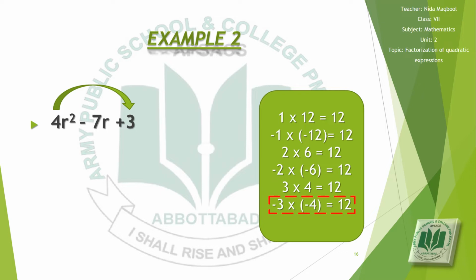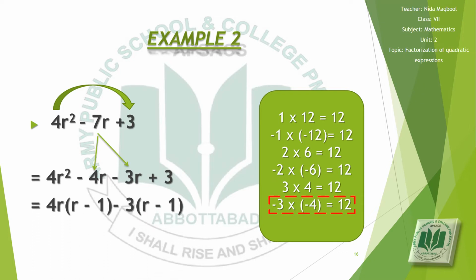After splitting, minus 7r can be written as minus 4r and minus 3r. Now in the next step, we will find the common factor, which for the first pair is 4r and for the second one is minus 3. Again finding the common factor from both the terms, which is r minus 1, we get the resultant r minus 1 multiplied with 4r minus 3, which is in the product form as required.